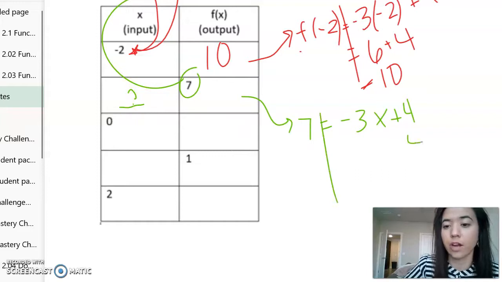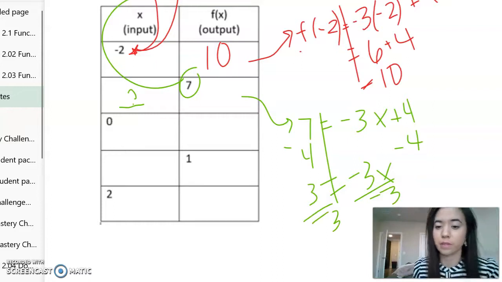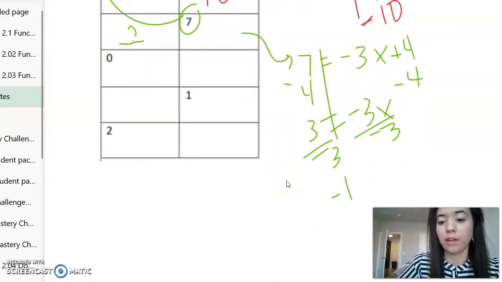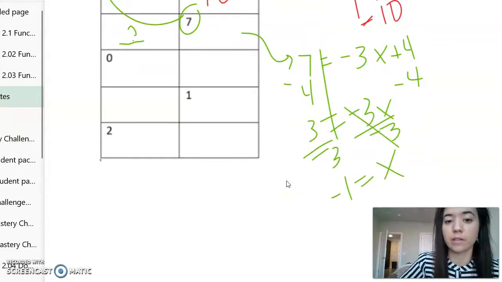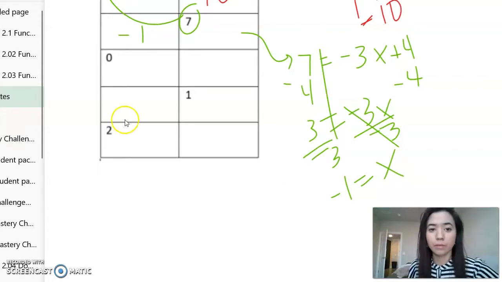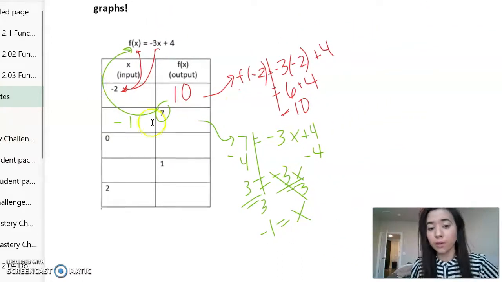So I can subtract 4 from both sides. I get 3 equals negative 3x. Divide by negative 3 on both sides. And you get negative 1 equals x. So that means in order to get an output of 7, my input needs to be negative 1. All right, the two different ways.